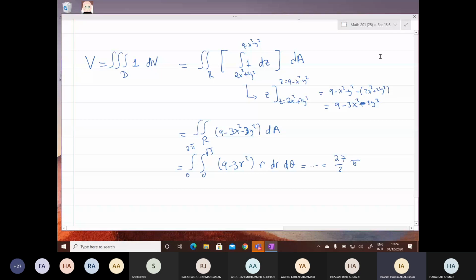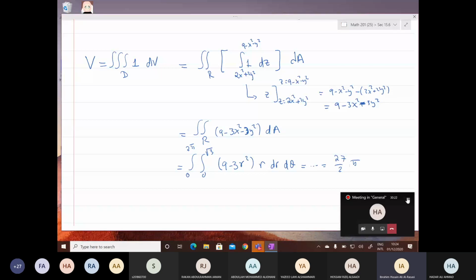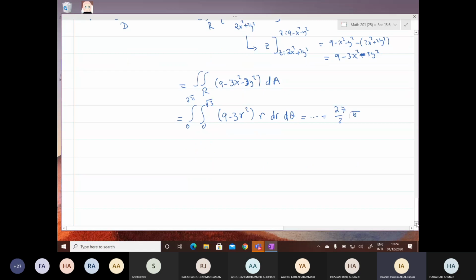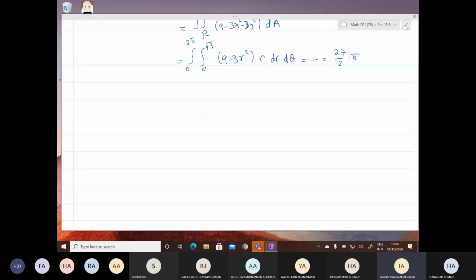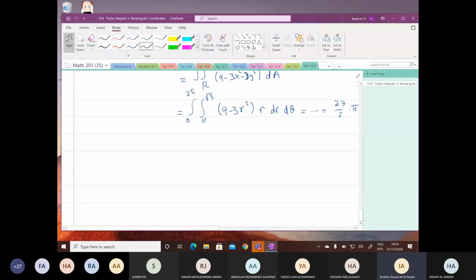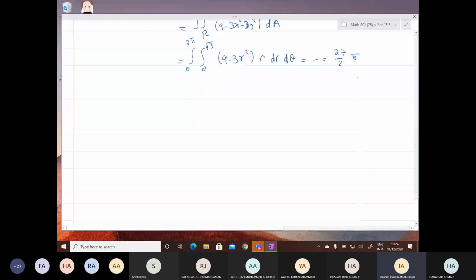Now, to make life easy for you, I will do something here. This is for this example. Now for quiz number 5, for section 15.6, it is up to solids of type 1.